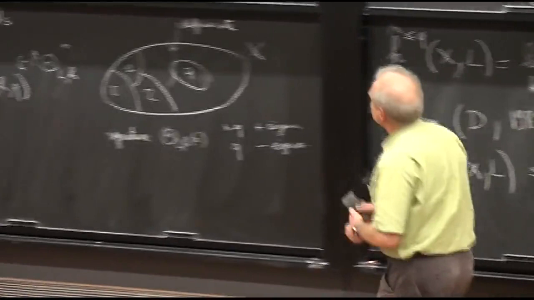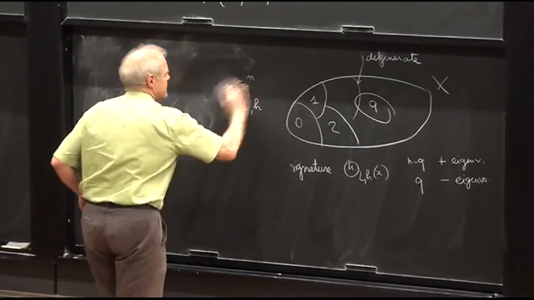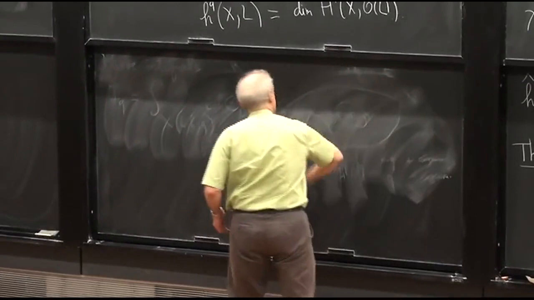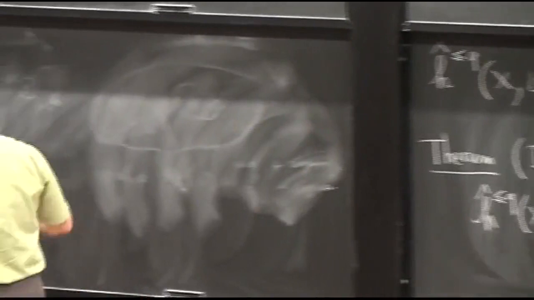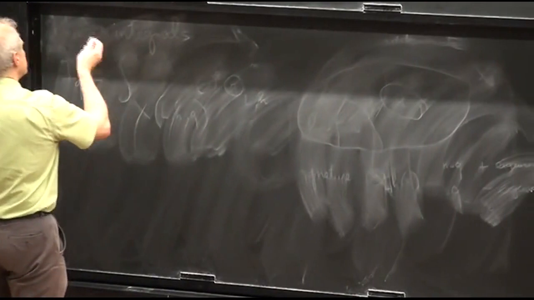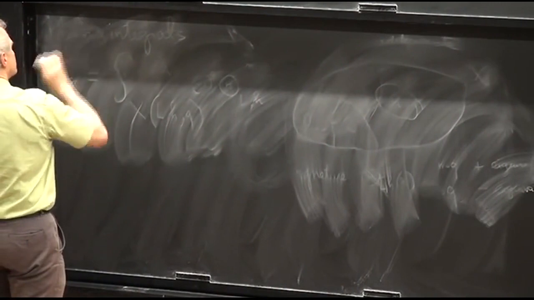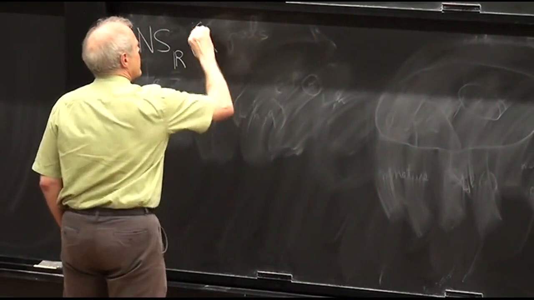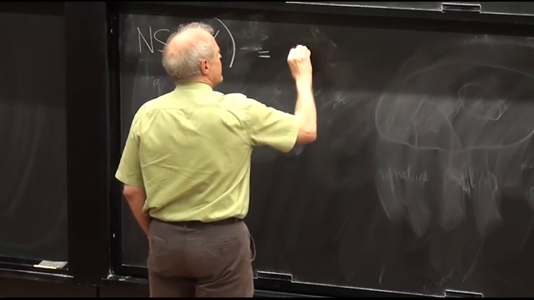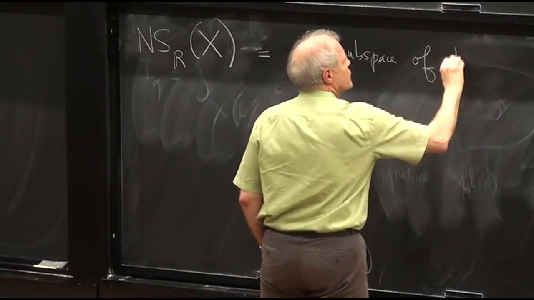So now, it's interesting to understand a little bit better what these functions are. So, the first observation is that you would like to extend to the Néron-Severi vector space. So you define the Néron-Severi real vector space of X to be a real vector subspace of H^{1,1} of X_R.